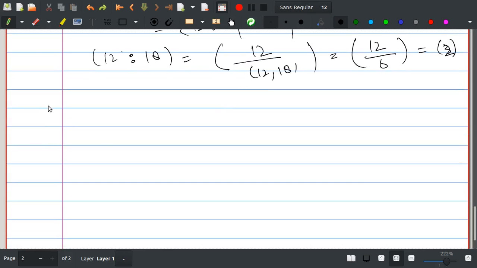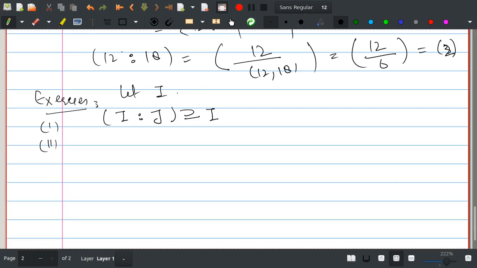Now let us do some exercises on the quotient ideal. First exercise is that I : J always contains the ideal I. So this ideal is bigger than the ideal I itself. So let us first write here, let I, J and K be ideals in a ring, say A. Then this is the first item.